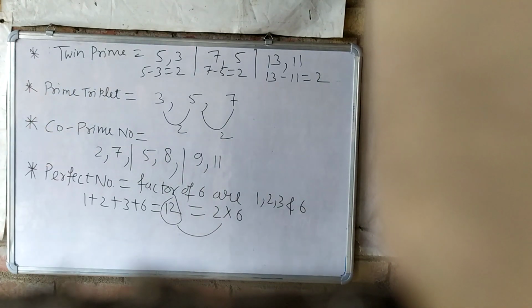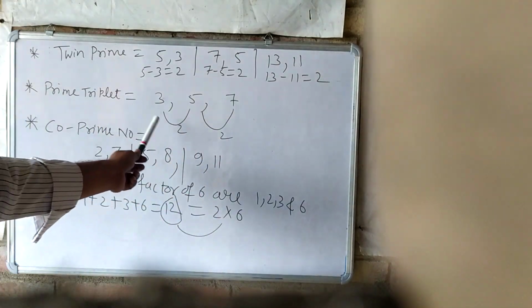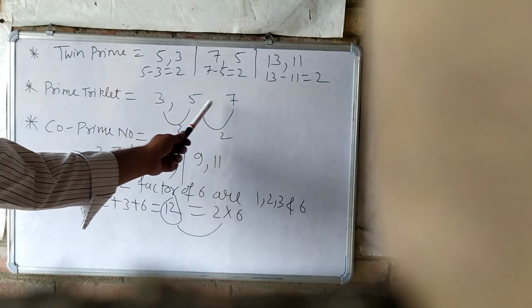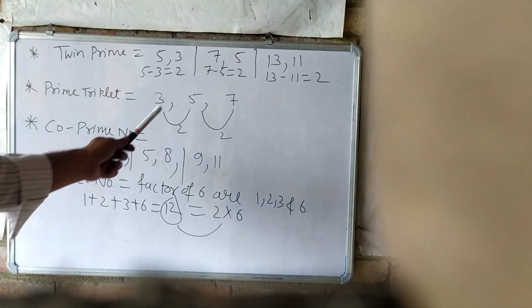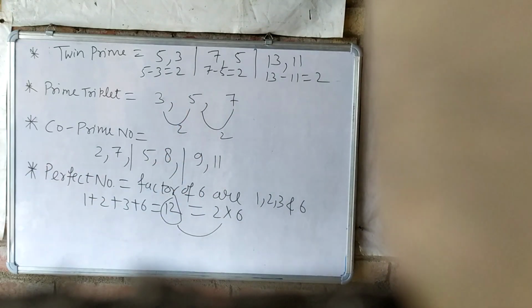Then what is prime triplet? Prime triplet means any 3 prime numbers whose difference is 2. Understand? We can say that is a prime triplet, like 3, 5 and 7. So 5 minus 3 we will have 2, 7 minus 5 again we will have 2. So 3 prime numbers whose difference is 2 between them, we can say that those 3 numbers will form a prime triplet.